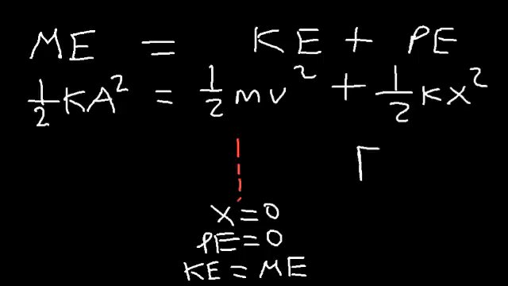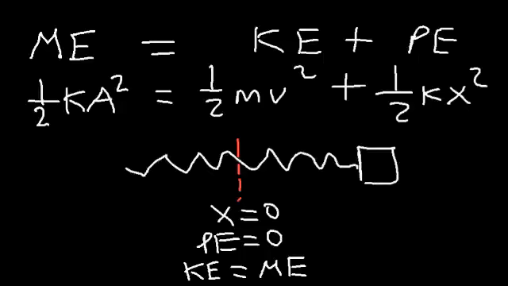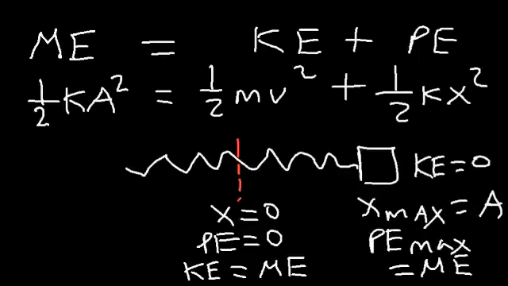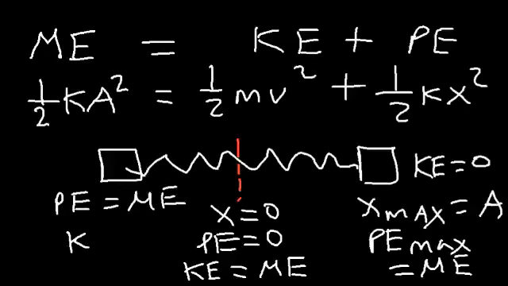Now let's say it's at the right, fully stretched. At this point, the maximum displacement is equal to A. So when x is equal to A, the potential energy is at a maximum. It's equal to the mechanical energy, which means that KE is equal to 0. And when it's fully compressed, PE is still equal to the mechanical energy, and KE is equal to 0.